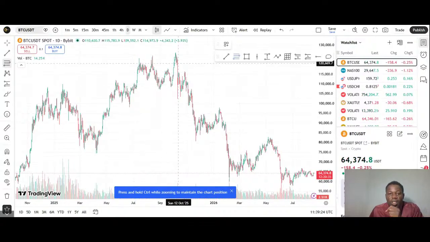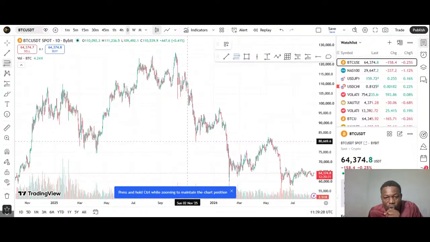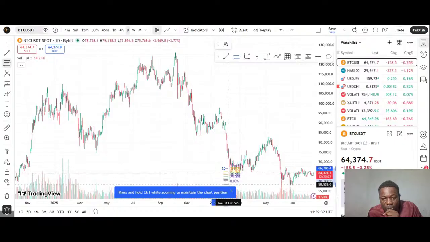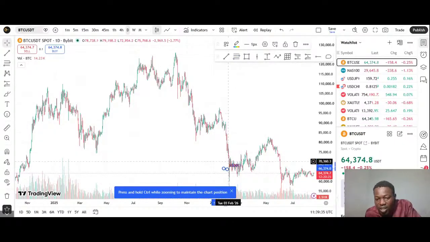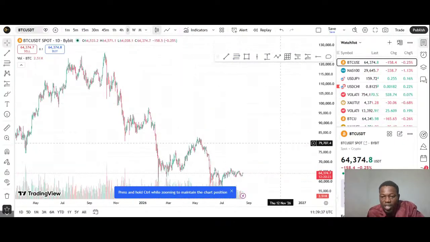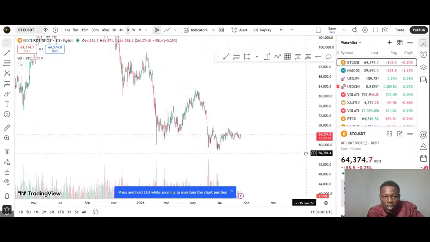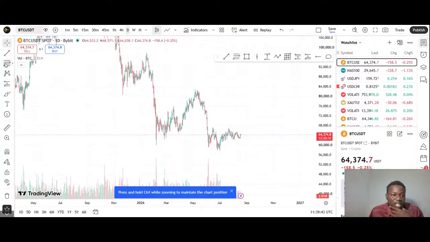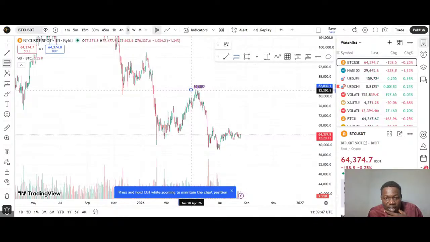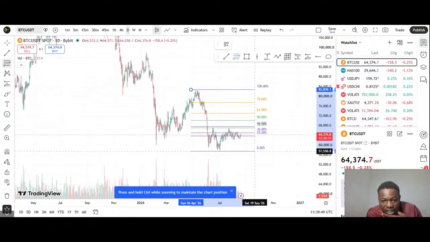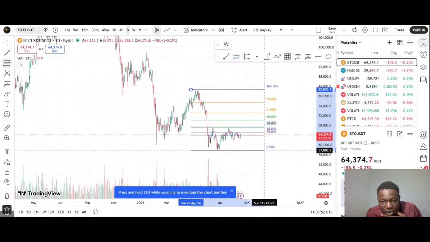First of all, this is a swing high. This is a swing low. This is a swing high. This is a swing low. Sorry, mistake. So let's use the most recent one. Then let's select the two again. This is our swing high, and this is our swing low.